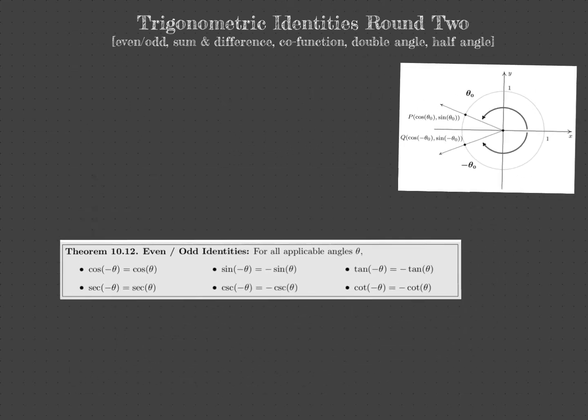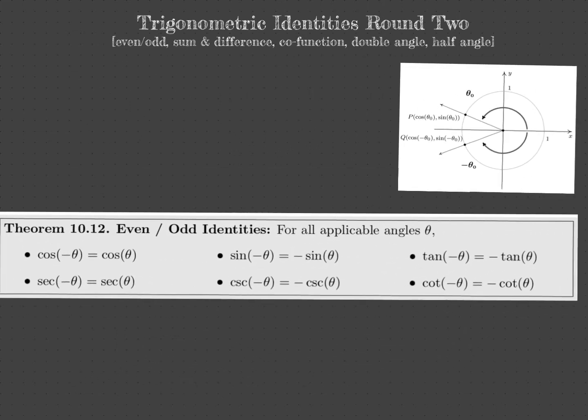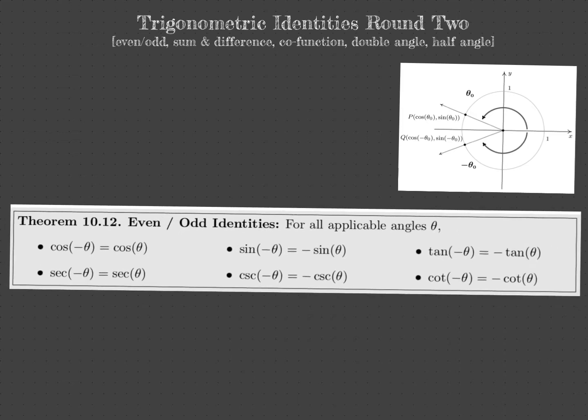This leads us into our even and odd identities, our first identities in this video. We can see that when we had the cosine of negative theta, it still equaled the cosine of theta, as they were the same x value. Whereas the sine of negative theta was opposite the sine of theta. They were opposite values. As we see here, cosine and secant are simply reciprocals of one another, and so therefore they're going to have the same identity. Cosecant and sine are also reciprocals of one another, so they are the same as well.